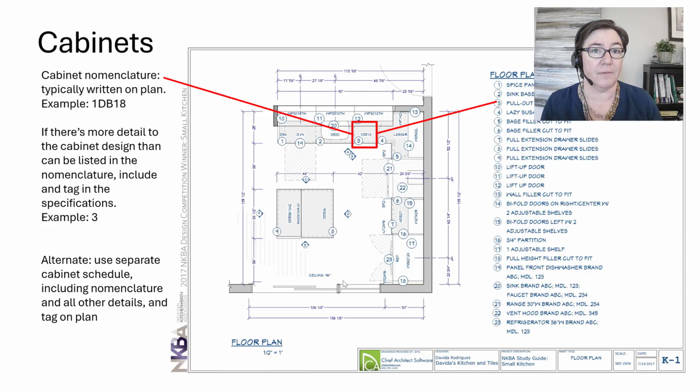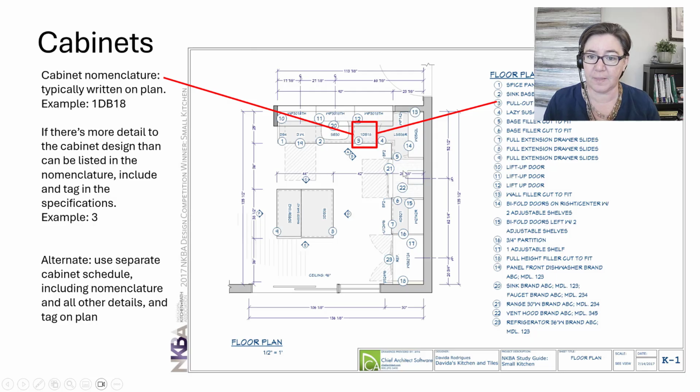What I am looking for is the nomenclature. All right, NKBA graphic standards include cabinet nomenclature, and it's typically just written on the plan. You'll remember that cabinet nomenclature is like a nickname for that particular cabinet. And here's an example right here, 1DB18. Remember that is a one drawer base cabinet, 18 inches wide. All right. And so that is just written straight on the plan, 1DB18.